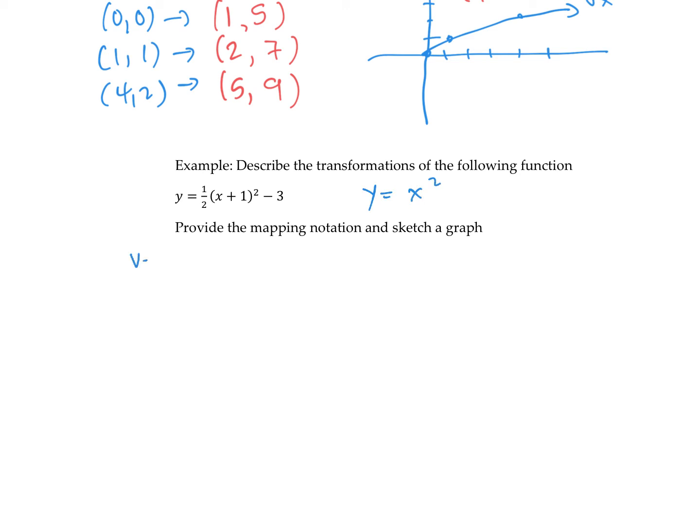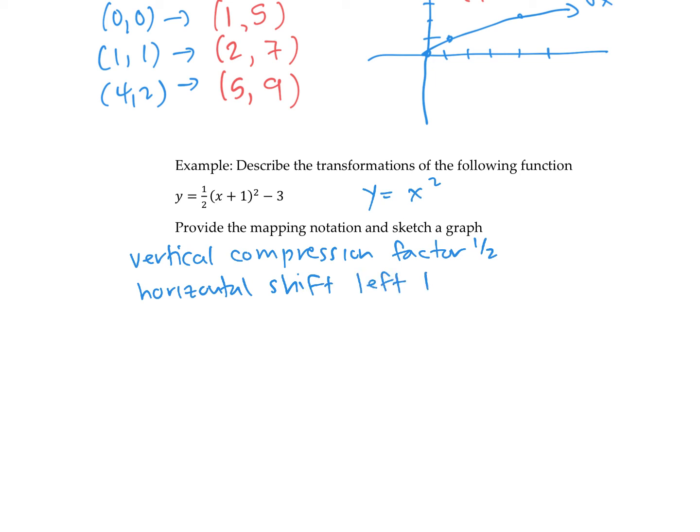It's outside the bracket, so it is vertical. It's a half, so we're going to say it compresses because it gets smaller. And then we say by how much. The 1 is inside the bracket, so it's horizontal. It's added, so it's a shift, and it's plus 1, so it's going to go left 1. And then the 3 is outside the bracket, so it's vertical. It's subtracted, so it's going to be a shift. It's negative, so it's going to go down.